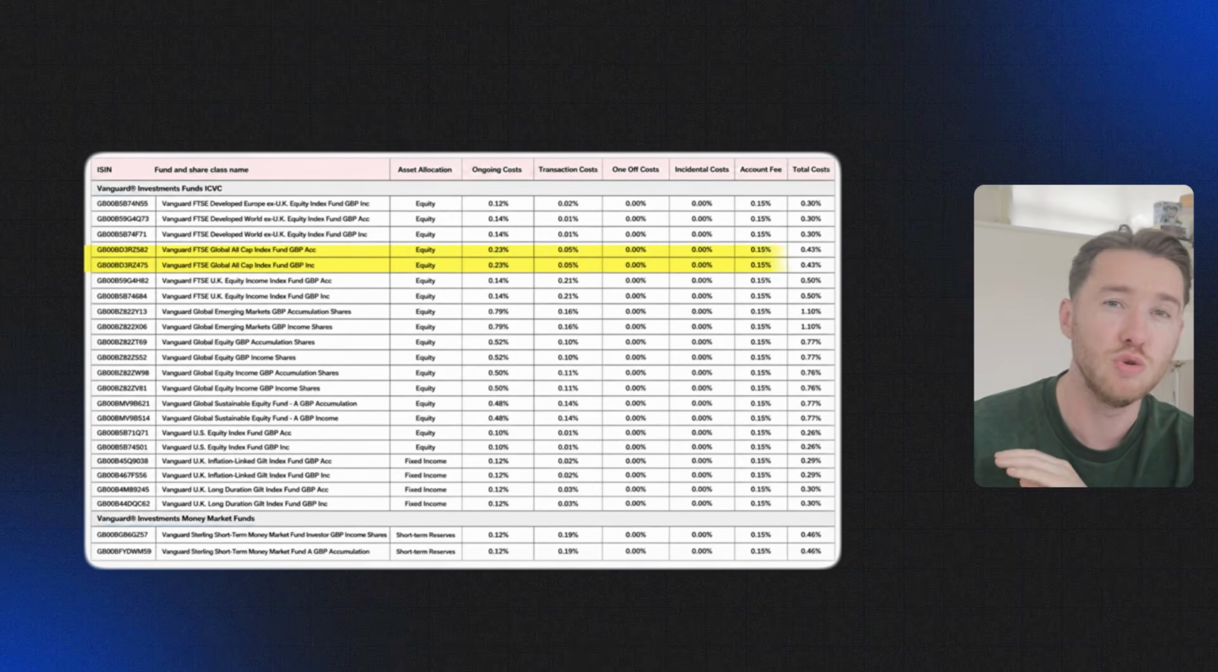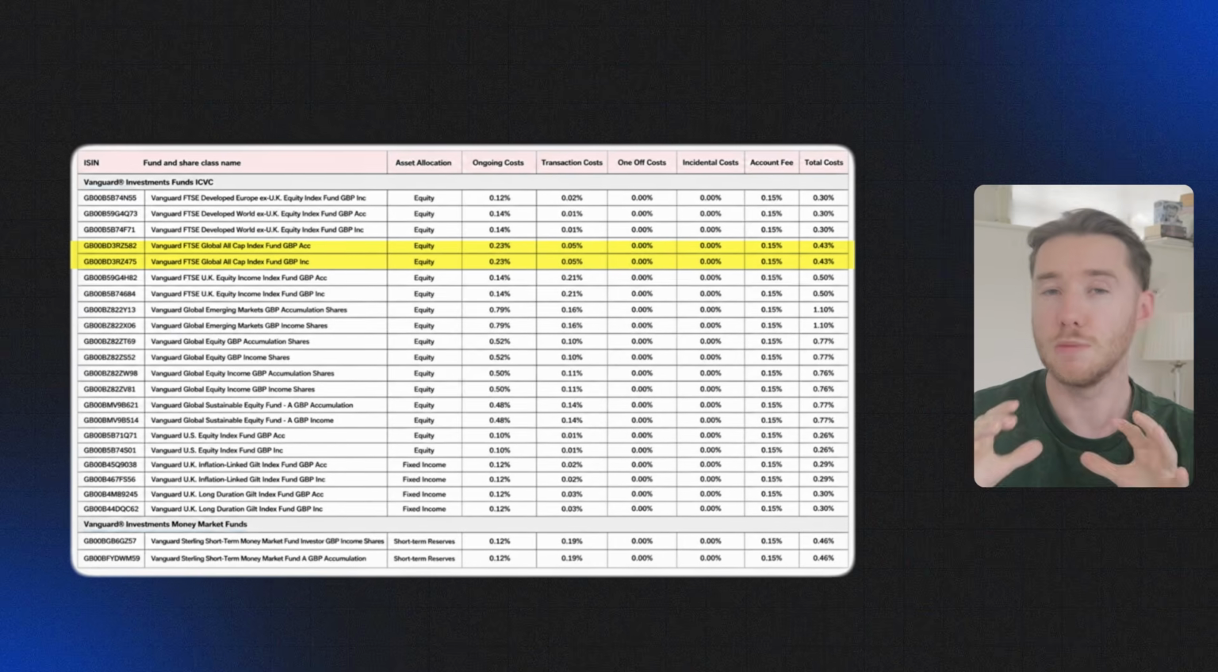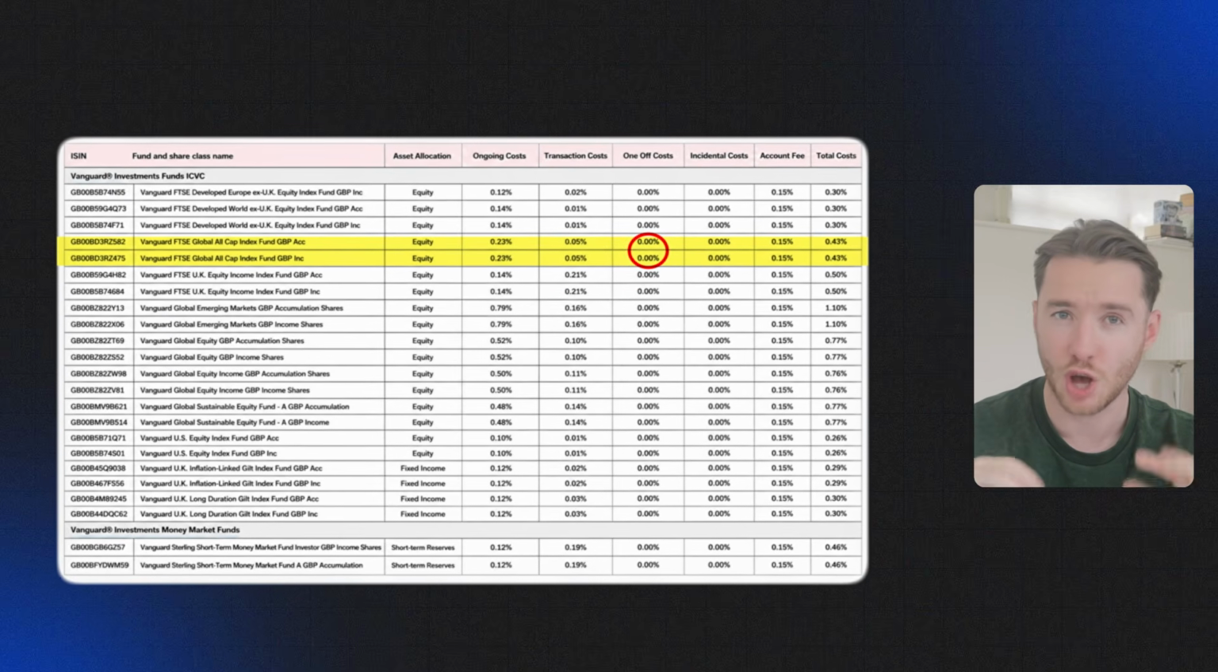There will be transaction fees and one-off fees, such as spread fees, that aren't included in the headline ongoing charge figure. An important point to make here: mutual funds, for example the FTSE Global All Cap, do not charge bid-ask spreads. So mutual funds' one-off costs are always 0%. These spread fees are just applicable to ETFs.